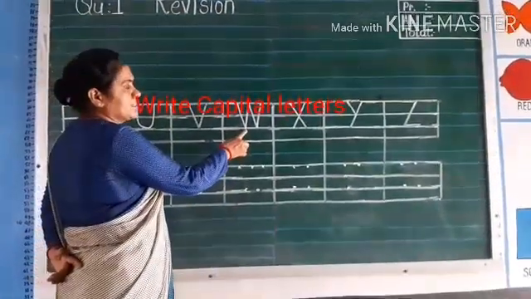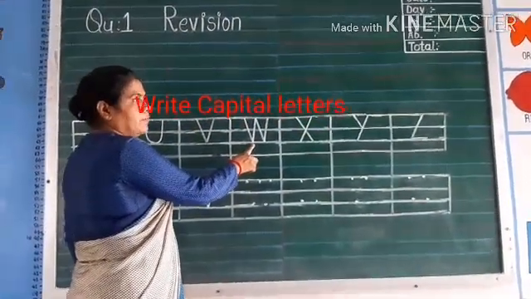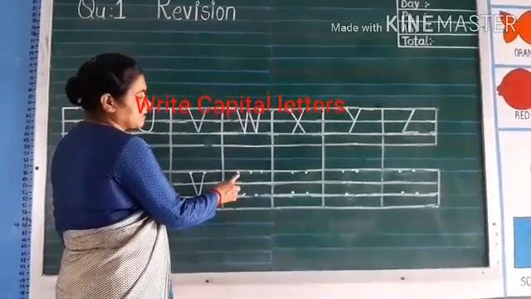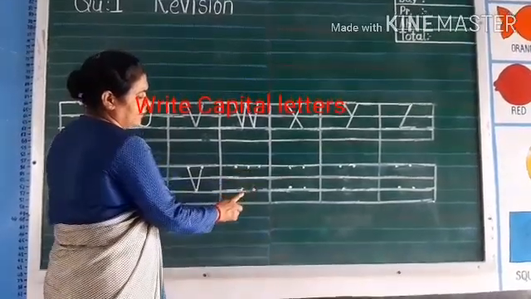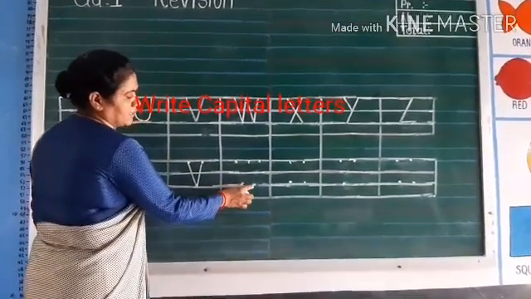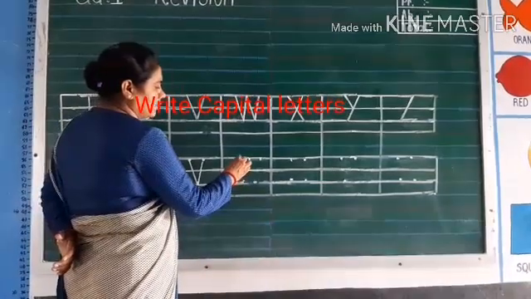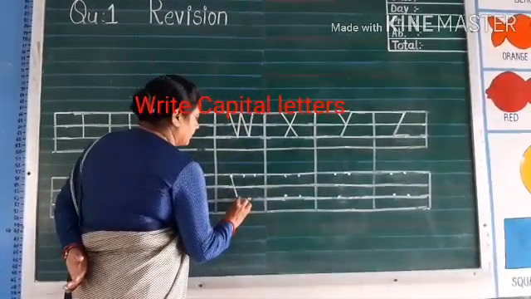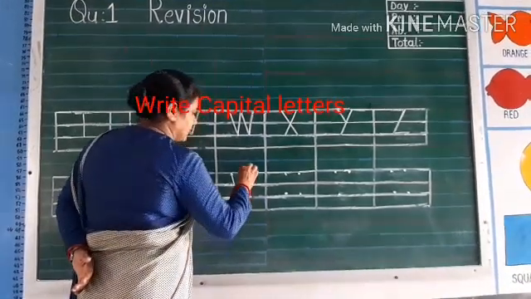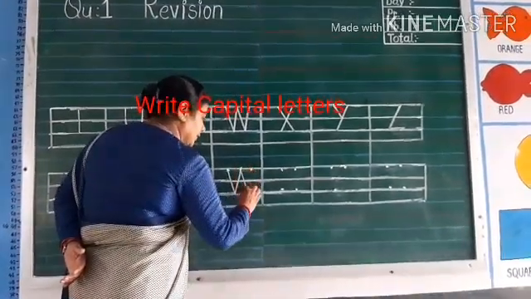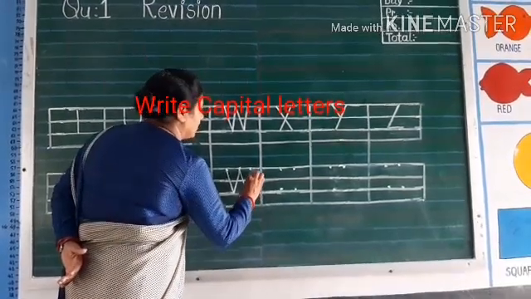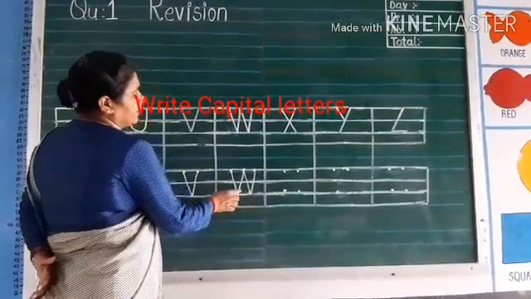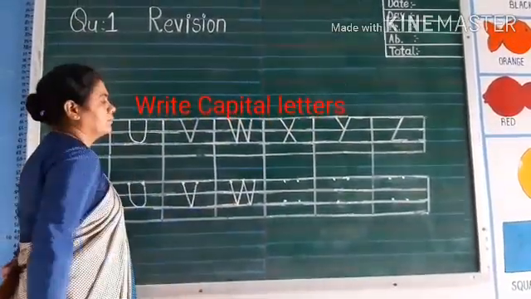Next, which letter is this? Capital letter W. How to write capital letter W? Here upside 3 dots are given and downside 2 dots are given. First, up to down, make a slant line, down to up, make a slant line, up to down, make a slant line, and down to up, make a slant line. This way you have to write capital letter W.